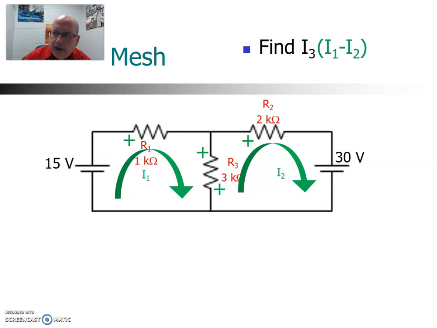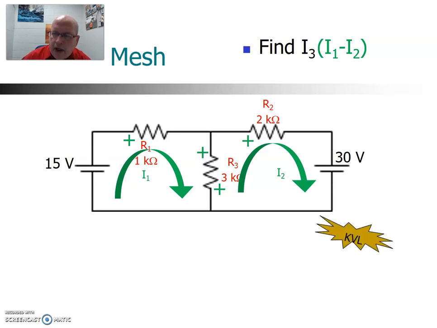So, just put in the back of your mind, we're looking for the current through R3 for this circuit. If you look at the mesh currents that we imagined, I1 is flowing through R3, but so is I2, and they're flowing in opposite directions. So I3 would be I1 minus I2, okay?